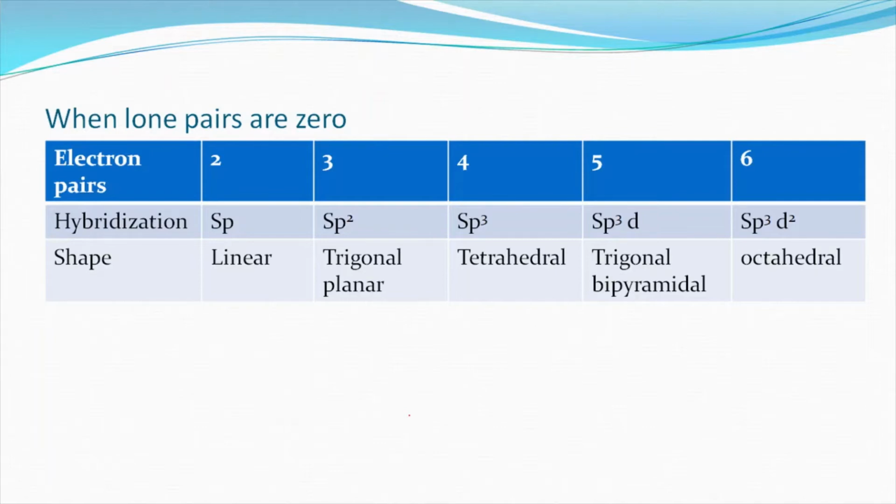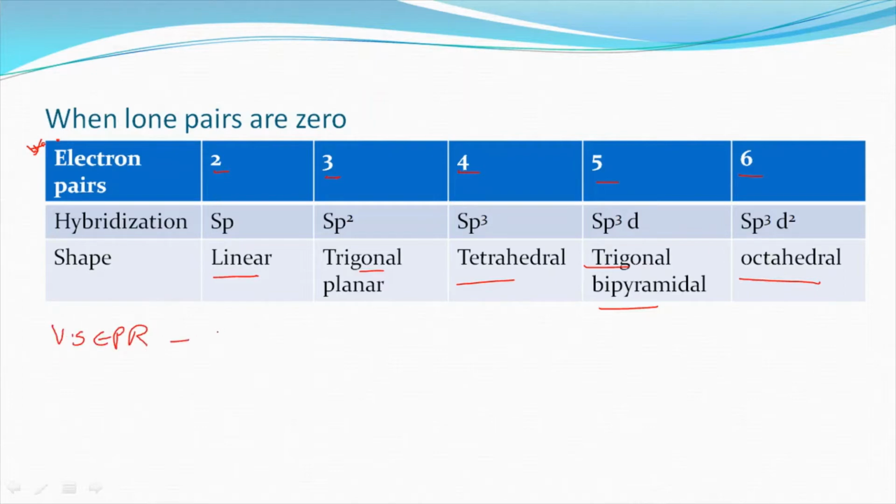So let us revise our previous topic, that is when there are no lone pairs. See the table here, you have to keep it in mind. So electron pairs is equal to 2, shape is linear. 3, trigonal planar. 4, tetrahedral. 5, trigonal bipyramidal. 6, it is octahedral. Then, we have to discuss one more point related to VSEPR theory.